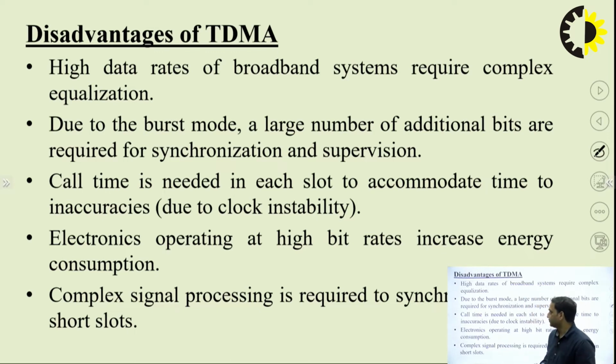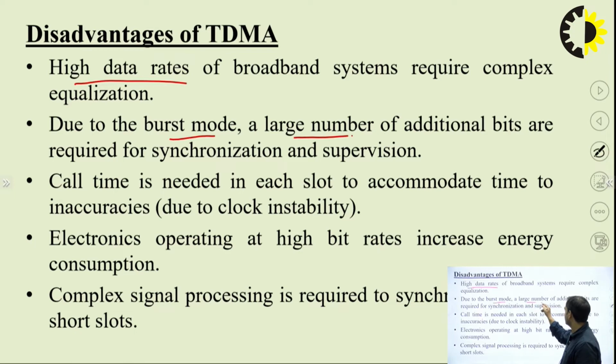The disadvantage of the TDMA system is that a very high data rate broadband system requires complex equalization. Second is the burst mode. As I have mentioned, when the second slot is used for transmitting the signal, the previous pending frames will be burst into slot 2, right? If user 2 wants to use slot 2, and the previous data is available with user 2, then the burst of data will be transmitted by user 2 as well. So it works in burst mode.